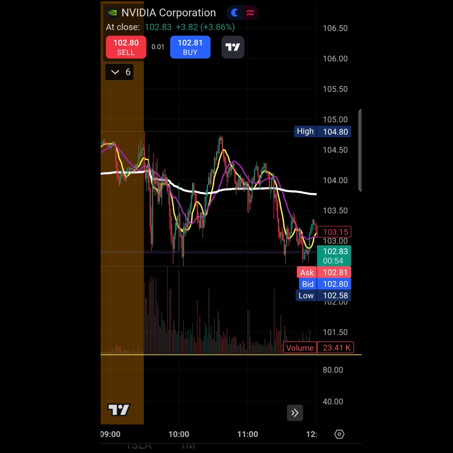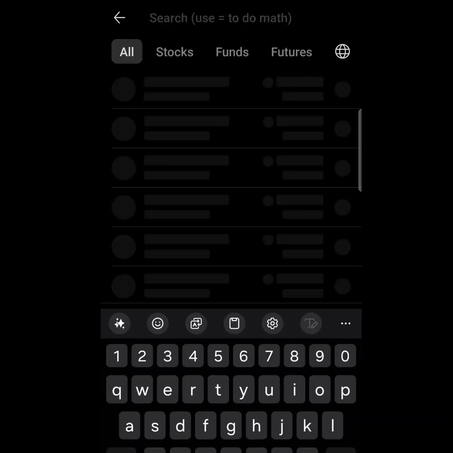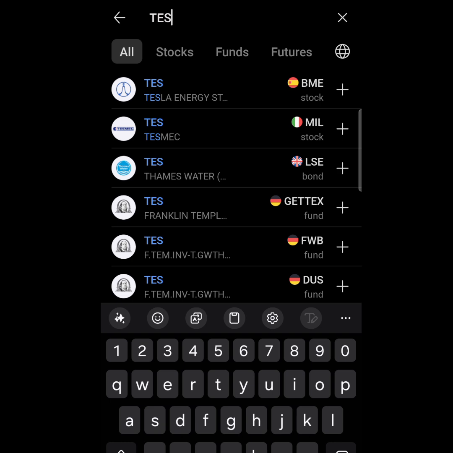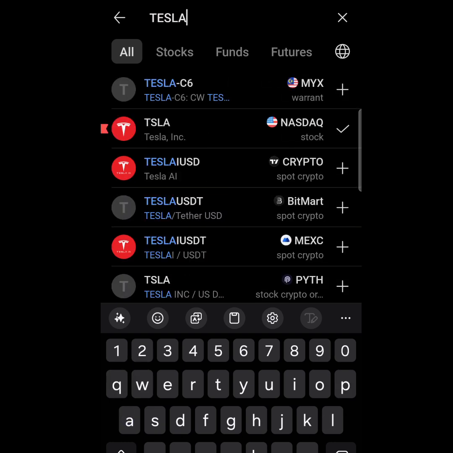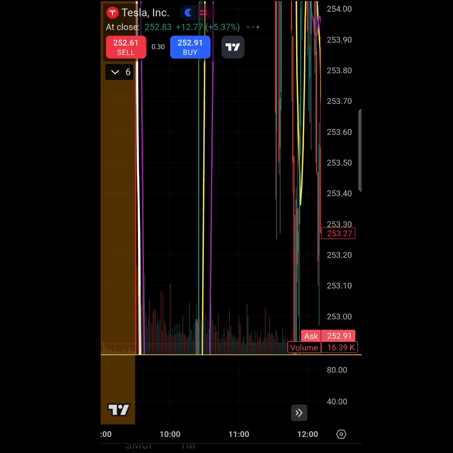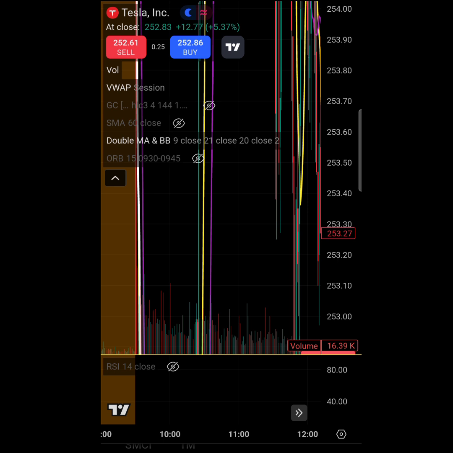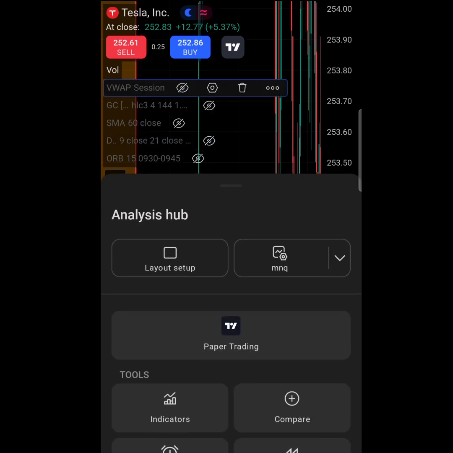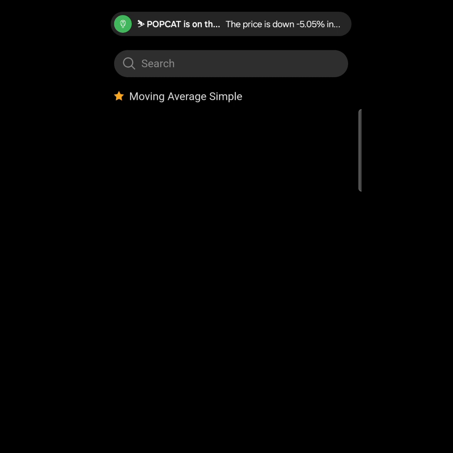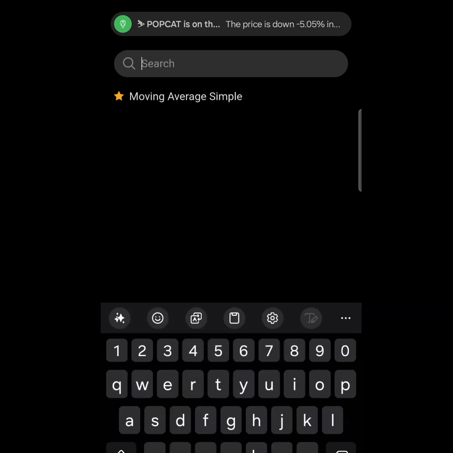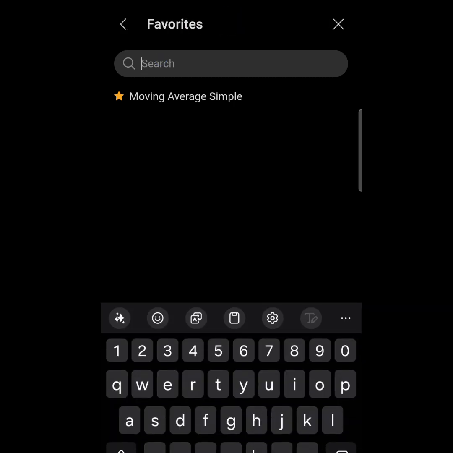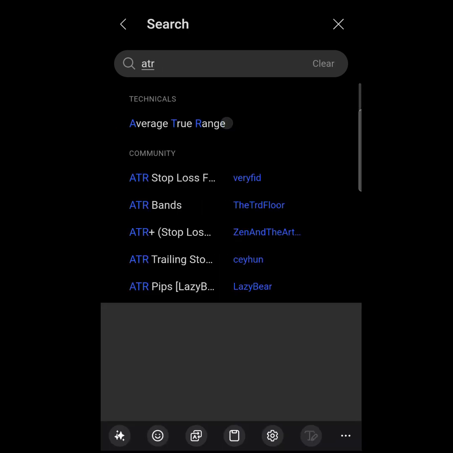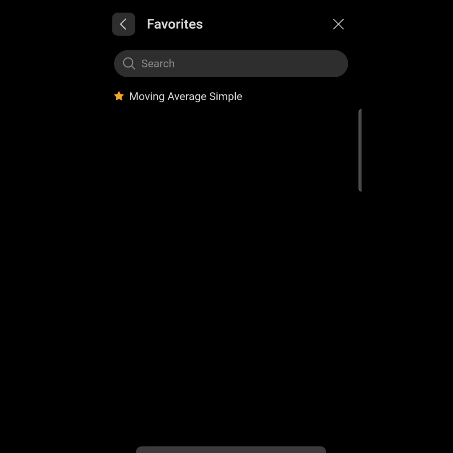Tesla, I think, is, let's just bring Tesla up and I'll show you. Let's see Tesla's measured move. Let me just close these out a second and then go to indicators. Like I said, guys, you can just get these platforms free from my links down below. So we're looking for ATR, the average true range.